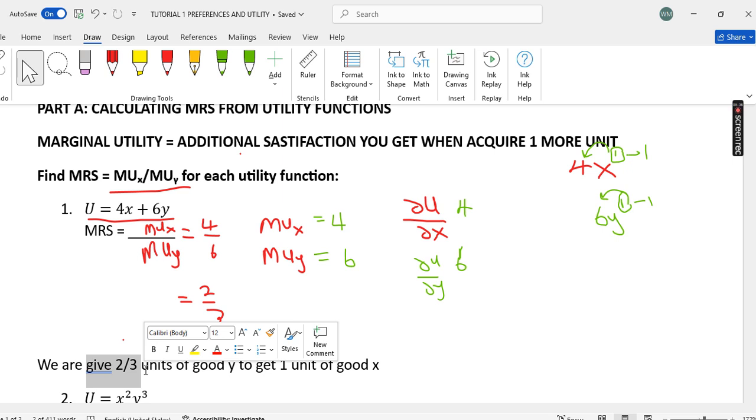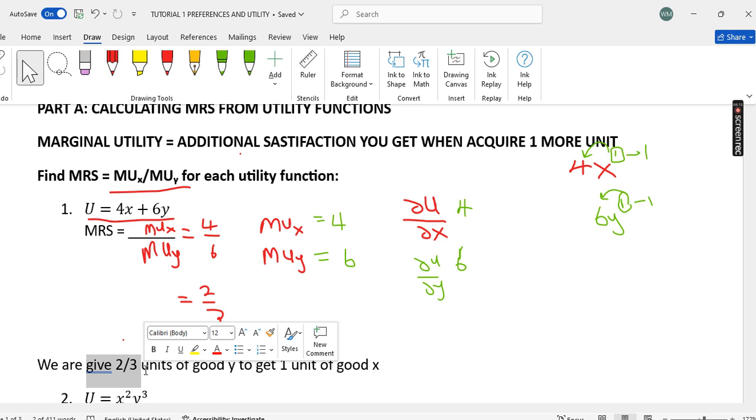Just that it's a fraction, that's why it would be better if it was a whole number. Okay, but yeah, to get 1 unit of x, you give up 2/3 of y. To get another unit of x, you have to give up another 2/3 of y. Okay, now if this trade-off rate starts to reduce, from 2 over 3 it drops to now 1 over 3 and continues dropping, that's what we call diminishing marginal rate of substitution. It means the trade-off rate is starting to drop.